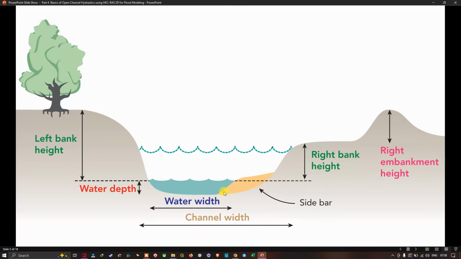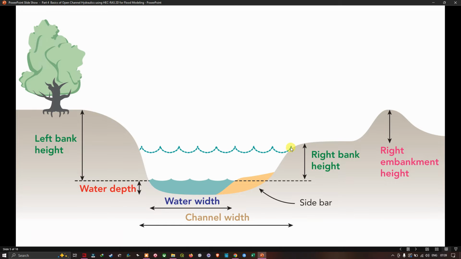And the water width starts from this left side to the right side of the water presence, which is indicated as the water width, followed by the channel width, which starts from the left bar to the right bar. During the time of flood, the water can rise to this level here, which is indicated by this dotted imaginary line, the water level line.